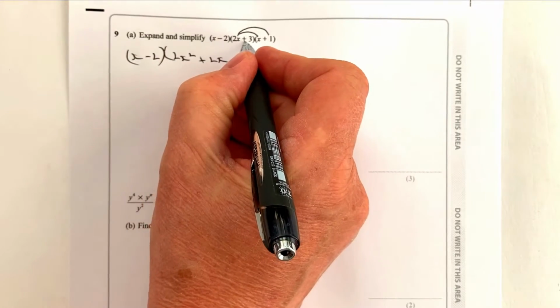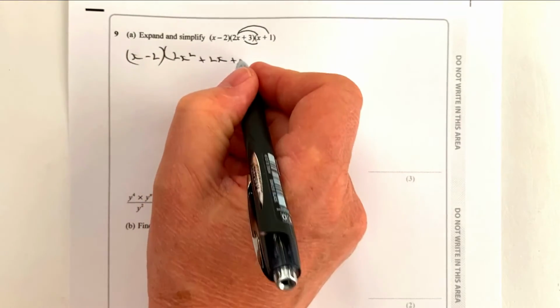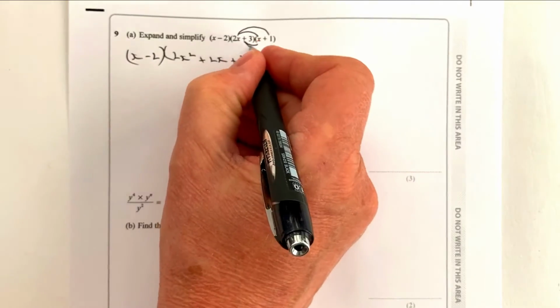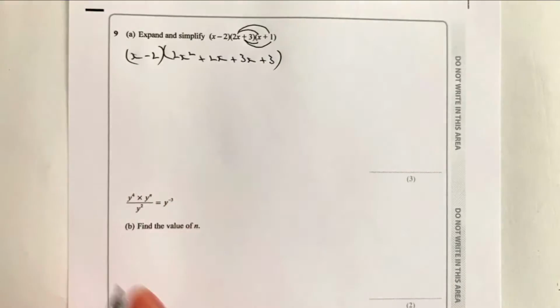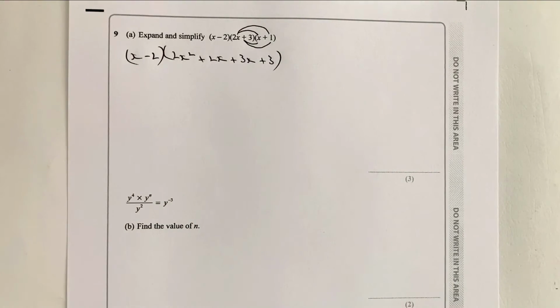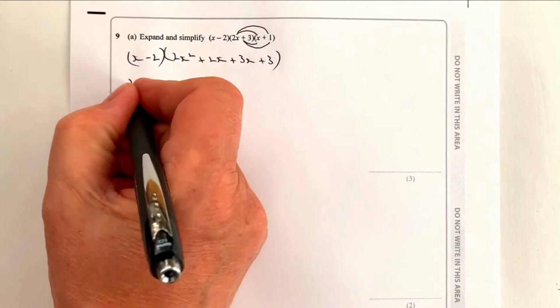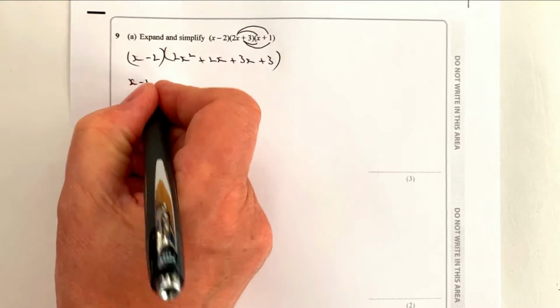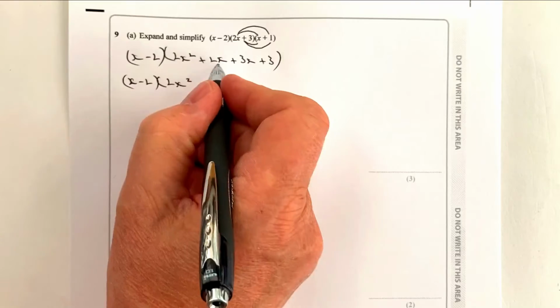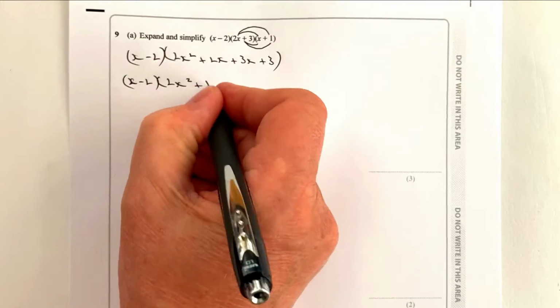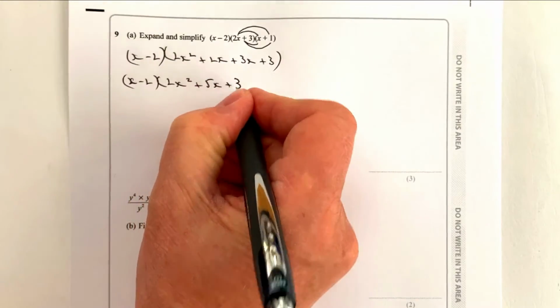So I've finished now with the 2x. I'm now going to deal with the plus 3. So plus 3 times x is plus 3x, and plus 3 times 1 is going to be plus 3. Okay, so I'm also now going to just tidy that up a little bit, and I'm going to take my time doing this. So x minus 2, so 2x squared, and I've got plus 2x plus 3x is going to be plus 5x plus 3.